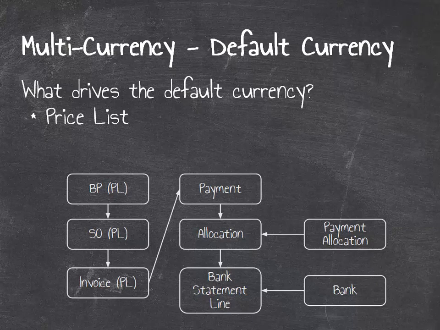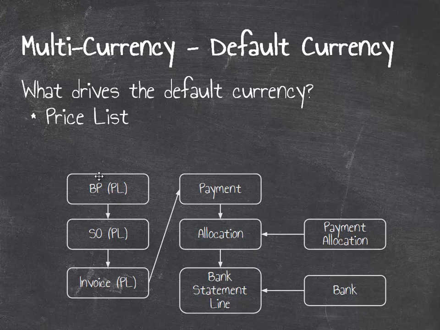Hi everyone, the purpose of this video is to define where documents get their default currency. So when you have a transactional document, where does it get its currency? The price list is the top of the waterfall. It's what starts the whole process. So when you create a price list, you have to define a currency.